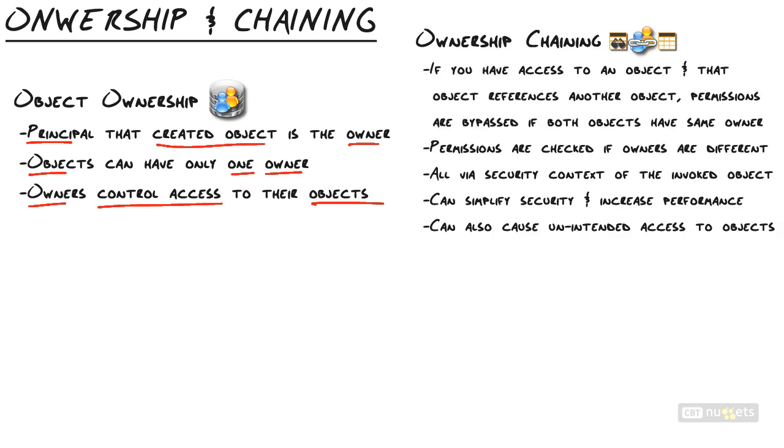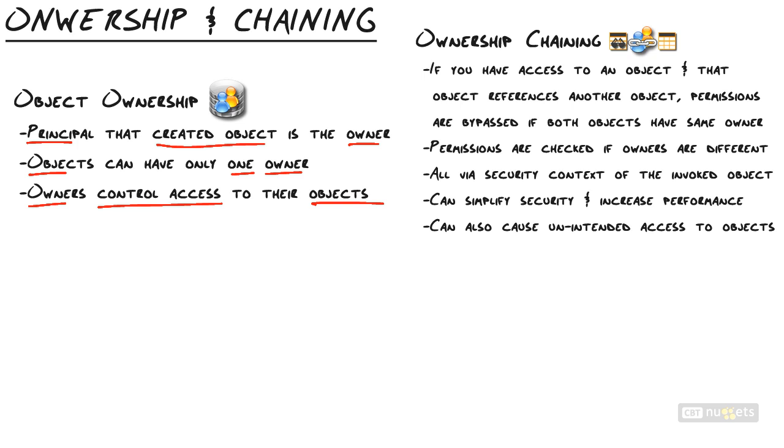Ownership chaining is one of those things that, if done right, can really save a lot on managing permissions. Let me just go through the definition, and then I'll give you a visual on how this works. Ownership chaining is basically saying that if I have access to an object, and that object references another object, so say I created a stored procedure, that stored procedure selects from a table.